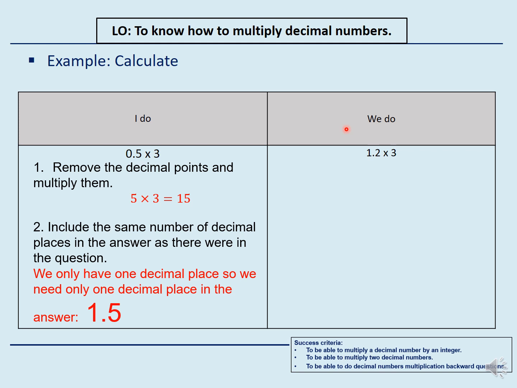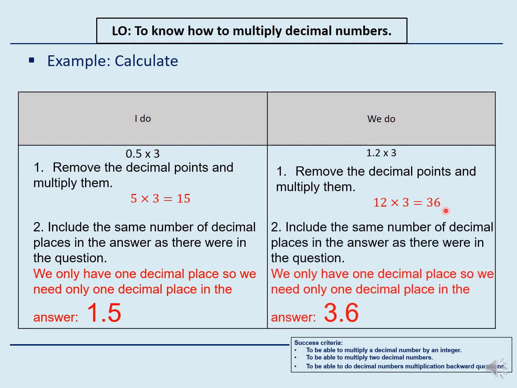As I said, the first step is to remove the decimal point. So if I remove the decimal point in this number here, instead of 1.2, I have 12 because I just removed the decimal point. Then I have 12 times 3, which is 36.